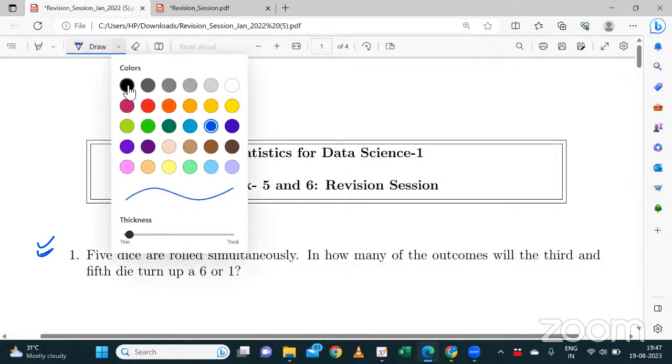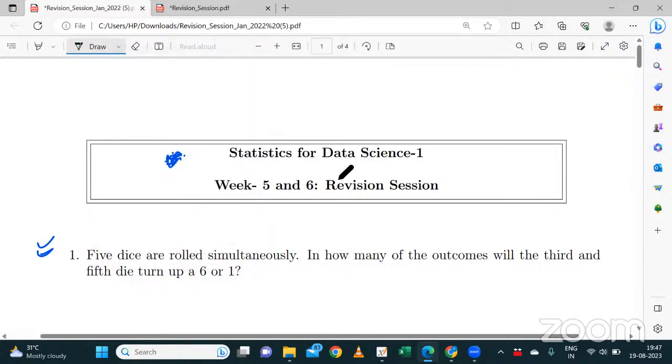Sometimes don't go directly to combination and permutation. It's good to know and be familiar with using them directly, but it's also good to start from the basics. Suppose 5 dice are rolled simultaneously. In how many ways will the third and fifth die turn up a 6 or 1? If I roll 1 die, what are the possible outcomes? I will get 1, 2, 3, 4, 5, and 6. These are the only possible outcomes. Correct or not? Yes.